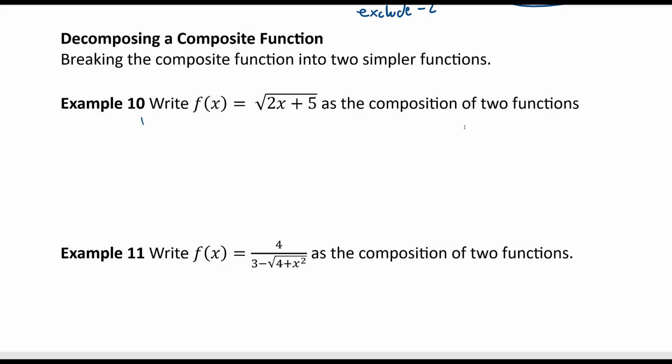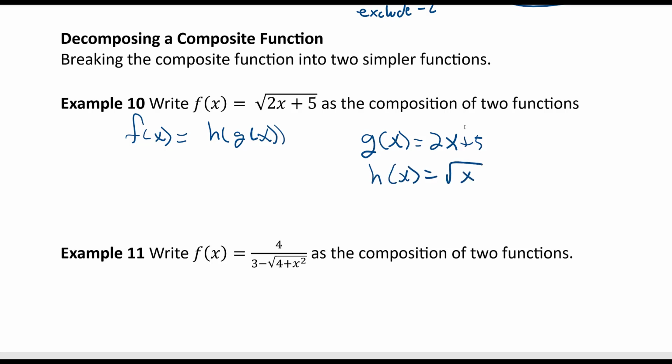If we're considering this to be f of x equals h of g of x, g of x is the inside function. The way I approach it, I just say, how about everything under the radical? g of x is equal to 2x plus 5. And then the outside function is just taking the square root of that, so h of x is the square root of x. Now you could have said g of x is 2x, just the 2x, and then h of x is the square root of x plus 5, because that 2x goes in place of the x. There's actually an infinite number of combinations. These are the two that just jump out as most obvious.